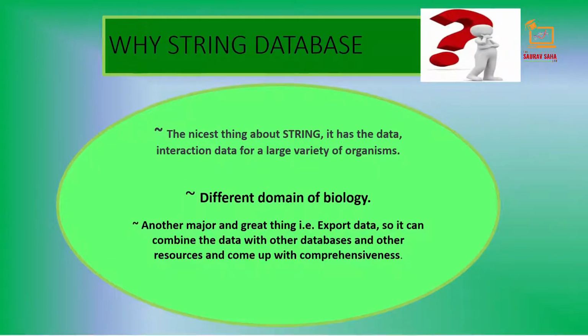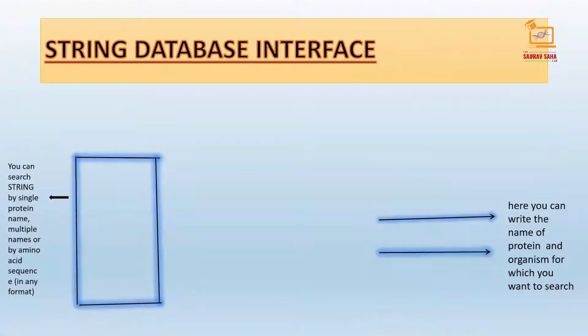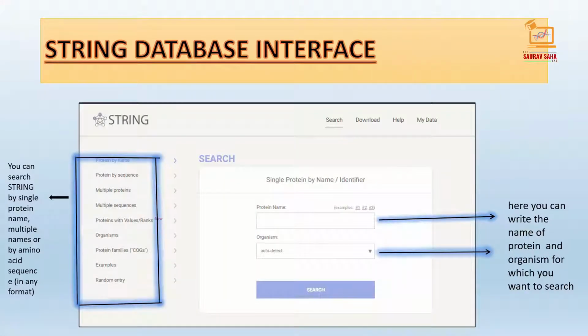Now let's come to the STRING database interface. This is how the starting page looks. The highlighted blue box, as we can see on the left side, shows that we can specify the desired starting point of the analysis. We have to use the given input form at STRING. On the right side, you can write the name of the protein and the organism you want to search.